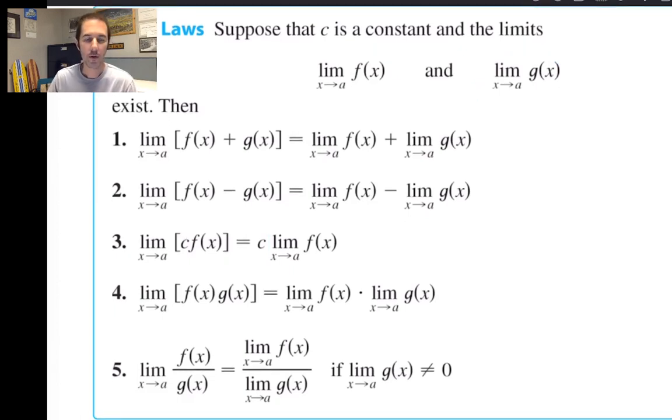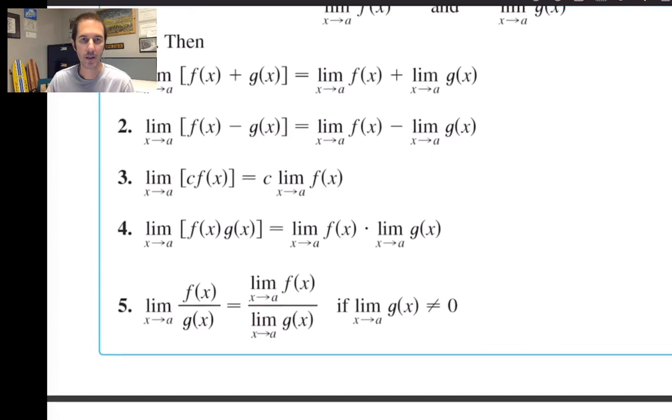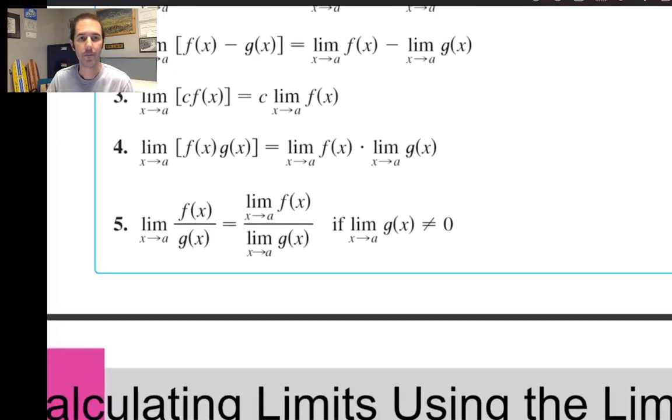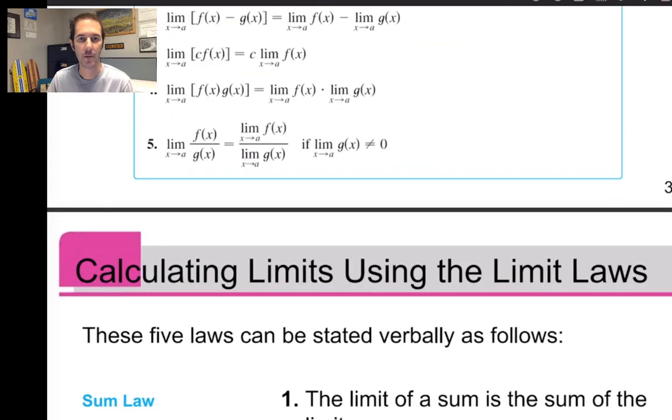In number 4, it looks like we can distribute the limit across a product. So the limit of a product is equal to the product of the limits. And in number 5, it almost perfectly applies to a quotient also, except we have to make sure that the limit of the denominator does not end up going to 0. And we'll see a problem as we go along where that is the case, and sometimes we'll be able to do something about it and sometimes we won't. But it is definitely something to watch out for.